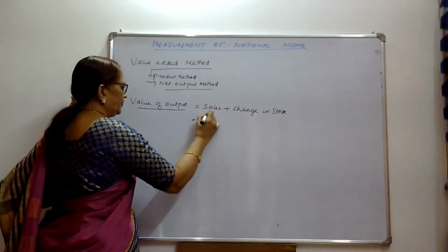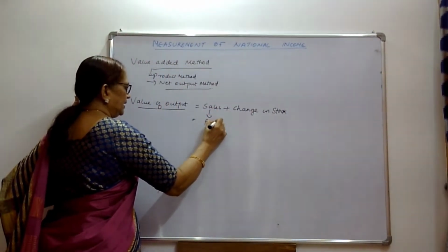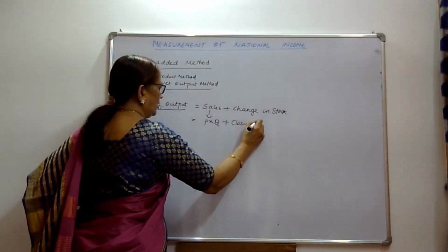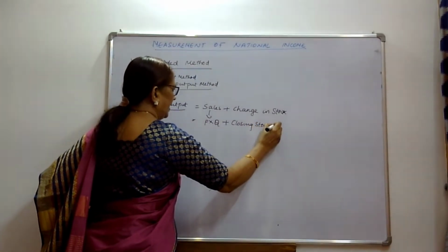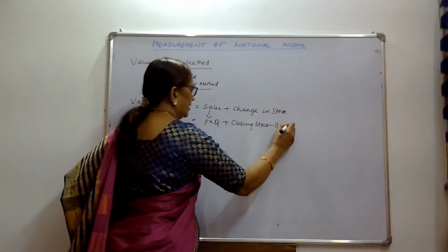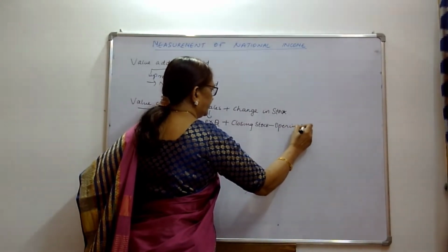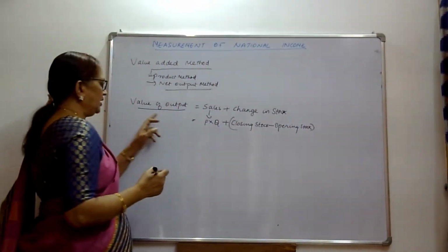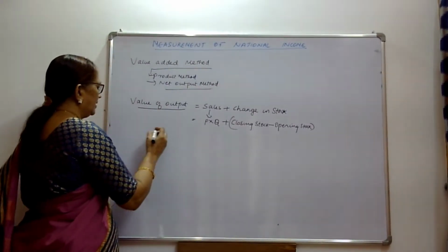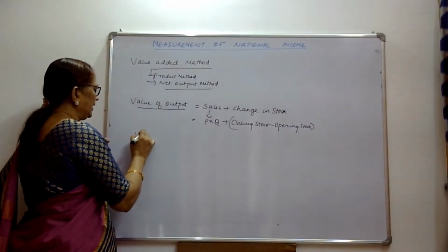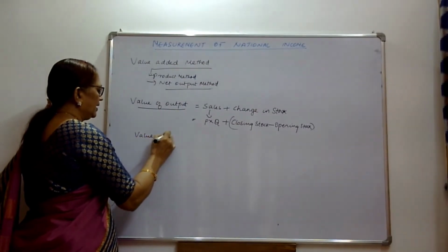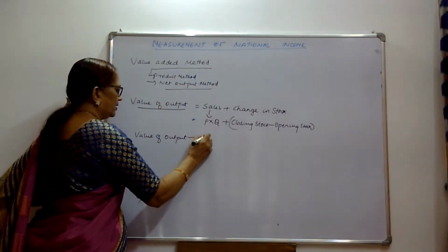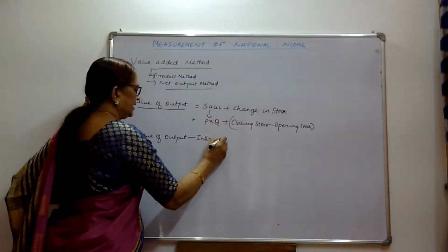Sales is price into quantity, plus change in stock, which is closing stock minus opening stock. That gives the value of output. Then we have to deduct intermediate consumption, or intermediate cost.